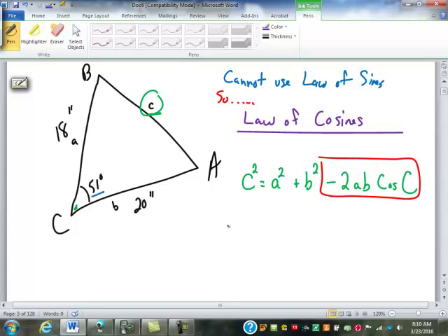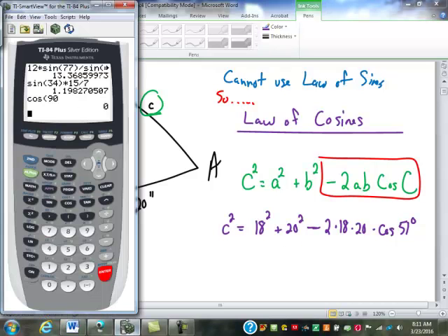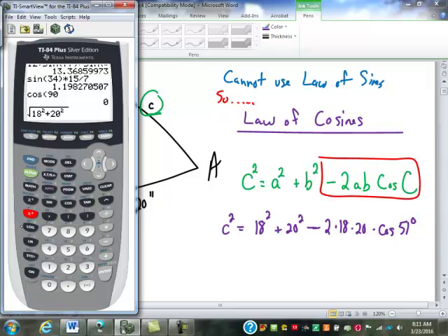C squared is going to be 18 squared plus 20 squared minus 2 times 18 times 20 times the cosine of 51 degrees. Now, when I punch this in my calculator, first thing I notice is C is squared, so I'm going to have to do a square root. So I'm going to punch in second square root, then 18 squared plus 20 squared minus 2 times 18 times 20 times cosine 51. I hit enter, and it gives me that C is 16.459.